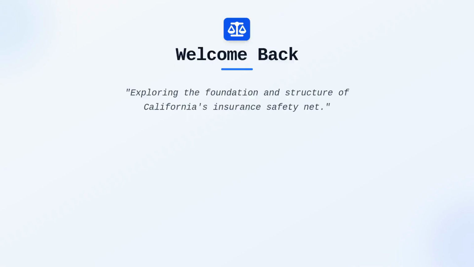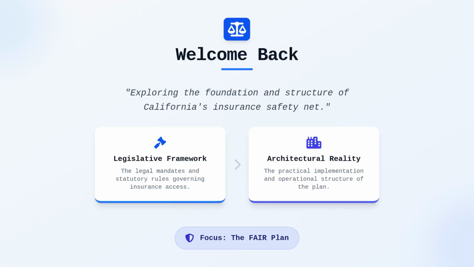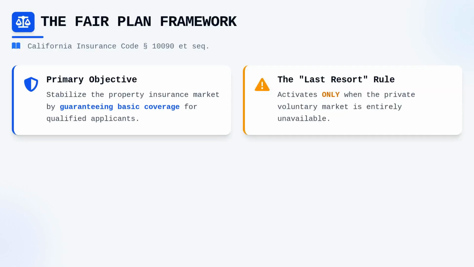Welcome back. Today, we will examine the legislative framework and architectural reality of the California Fair Access to Insurance Requirements Plan, commonly known as the FAIR Plan. To understand the FAIR Plan, we must look directly at its statutory source code, which is found in California Insurance Code sections 10090 etc. The legislature established this program to stabilize the California property insurance market by guaranteeing that basic property insurance remains available to qualified applicants.